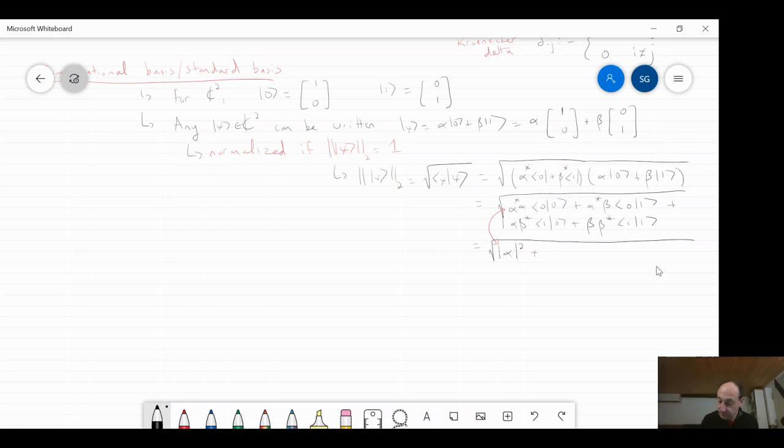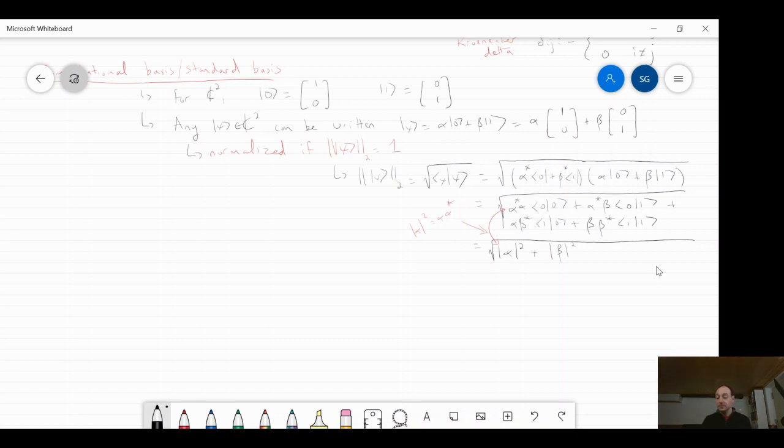And what about these cross terms? Well, over here, I have the inner product of 0 and 1. These are orthogonal vectors, right? So this inner product is 0. It's likewise here. So the cross terms die off. The only thing left is this term here. Again, the inner product of 1 with itself is 1. And then I'll get beta star beta, which equals the absolute value of beta squared. Just to jog your memory, this is how we define the absolute value function.